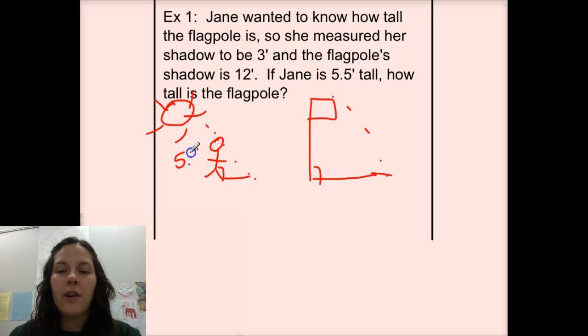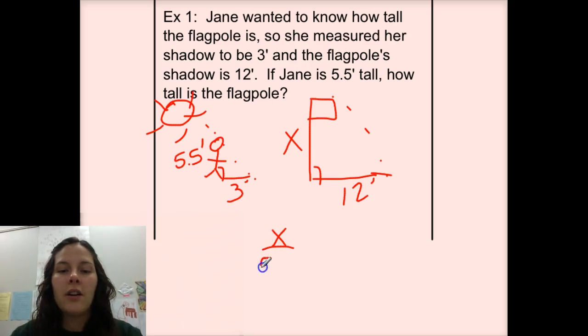We know Jane is 5.5 feet tall. She measured her shadow to be 3 feet. She measured the shadow of the flagpole to be 12 feet, and our question is, how tall is the flagpole? Once we have our picture, we can set up our proportions from there.